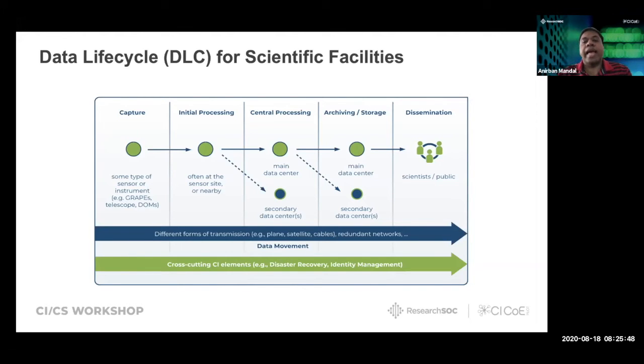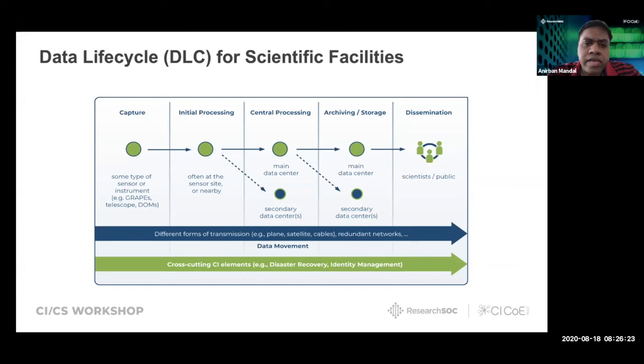every facility will have a different version of the data life cycle, right? So think of this not as encompassing all the scientific facilities, but as a template that facilities can start with, and then you can expand. You can add more arrows, you could add loops in there. So it's a way to catalog the best practices and to start reasoning about CI, right?